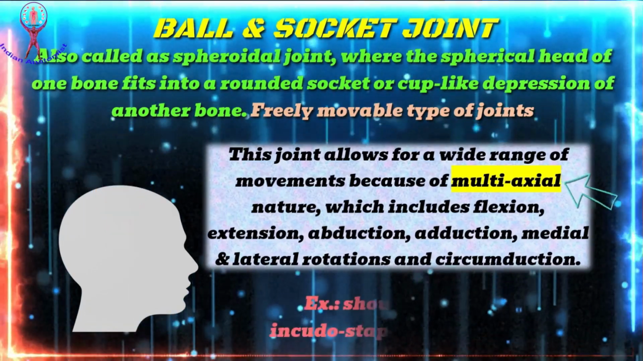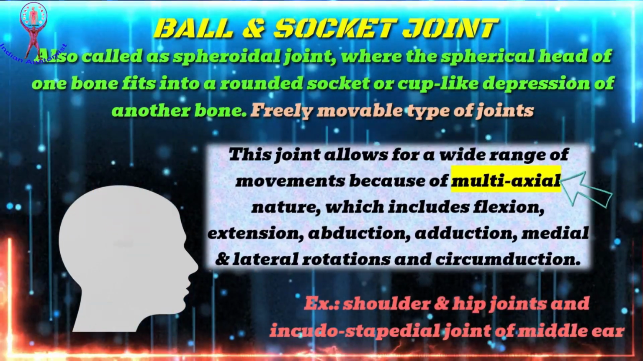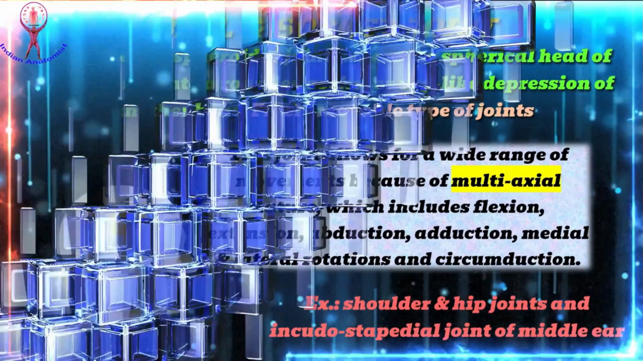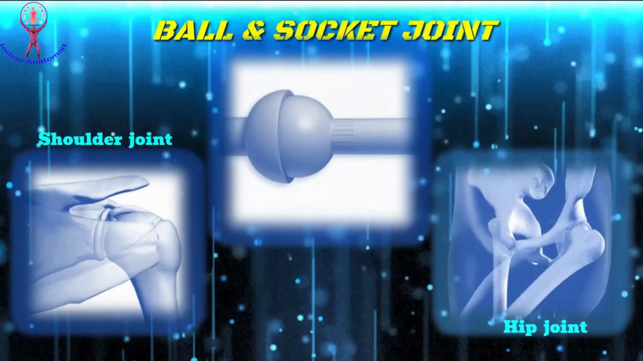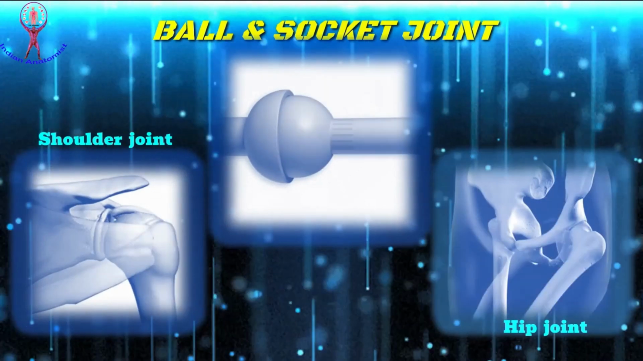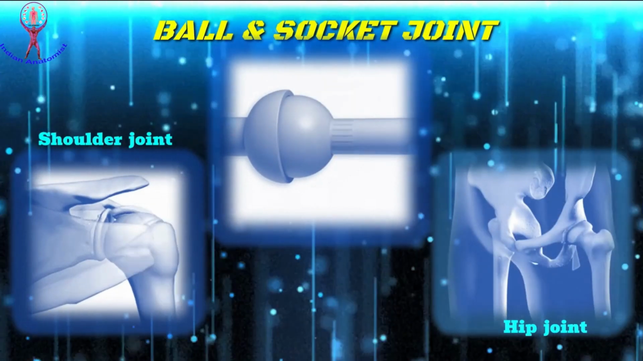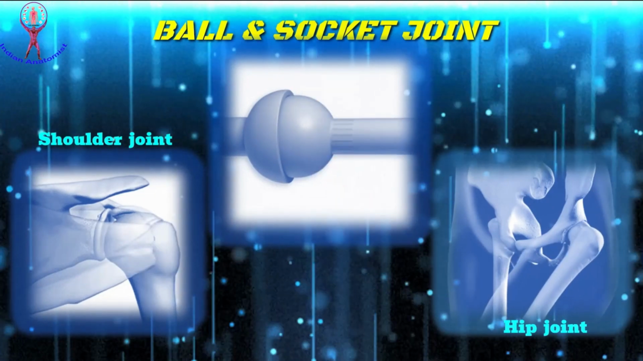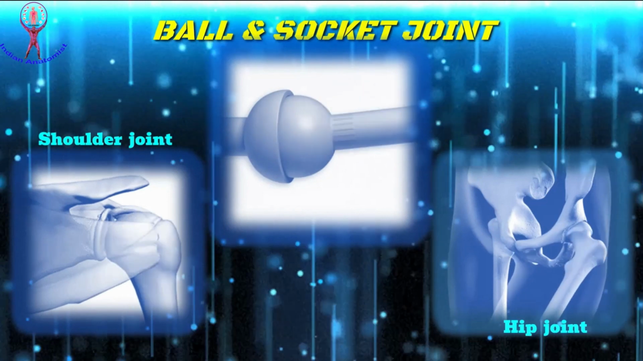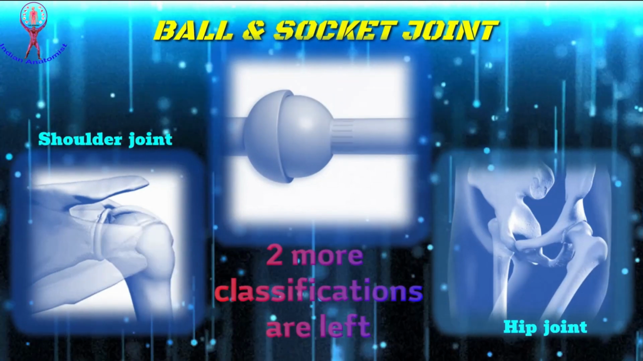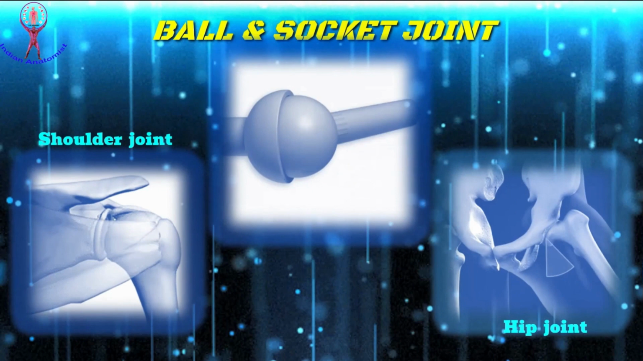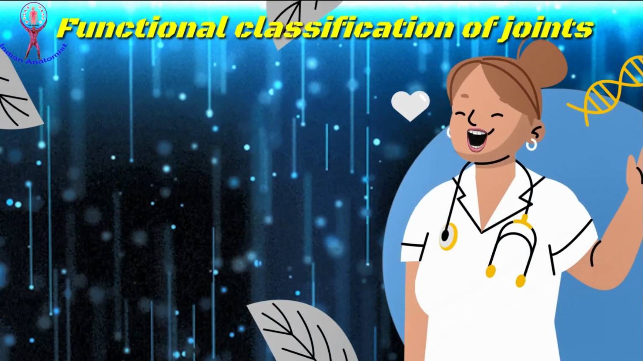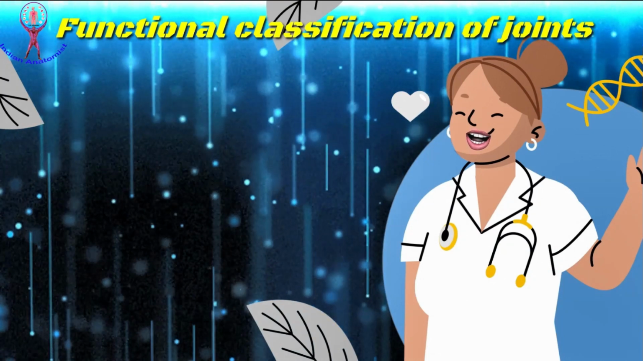The beautiful examples for this joint are the shoulder joint, hip joint and incudostapedial joint of the middle ear cavity. This accompanying visual representation depicts examples of ball and socket joints. Dear students, with this we are completing the structural classification of joints. Two more classifications are left. So, I am going to discuss them with you. Please stay back. Let me discuss the functional classification of joints.